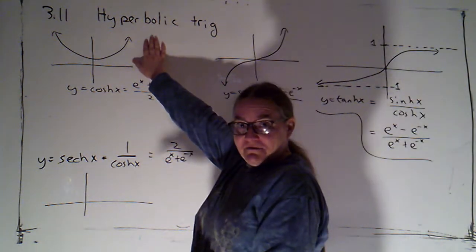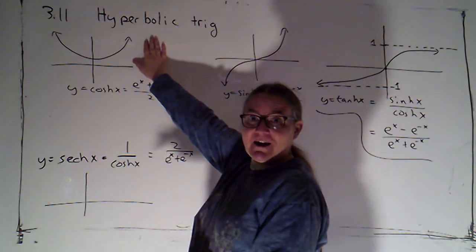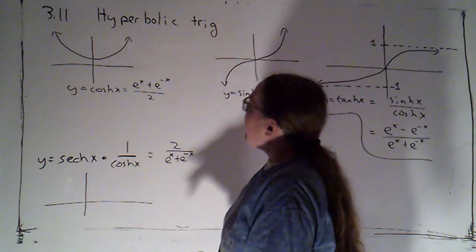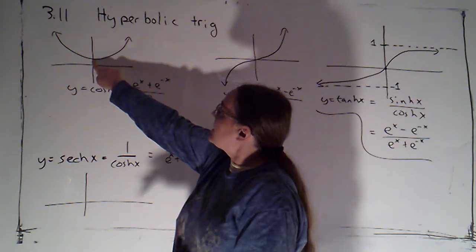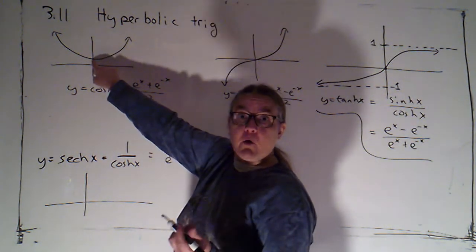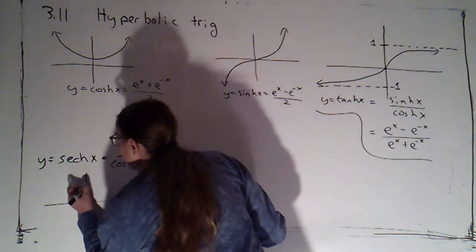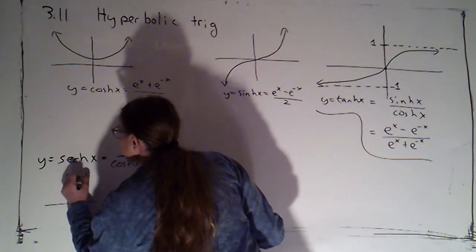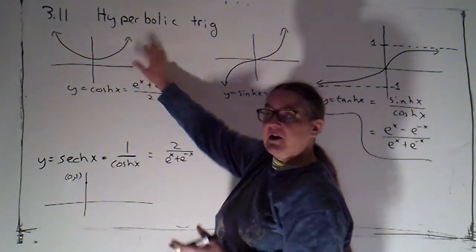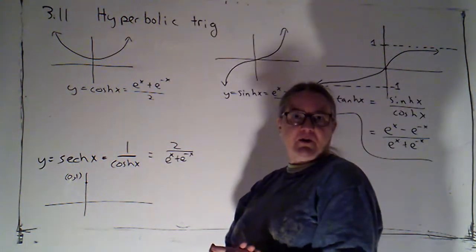Cosh is always positive, so its reciprocal is also always positive. Sech will also be always positive. Okay, and the low point of cosh has a y value of 1. The reciprocal of 1 is 1. So 0, 1 will be on the graph of sech, but it's going to be a high point. Okay. Cosh is symmetric about the y-axis, so its reciprocal will be as well.